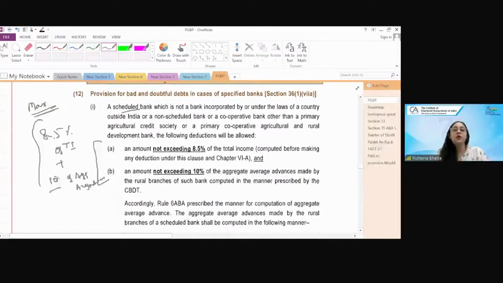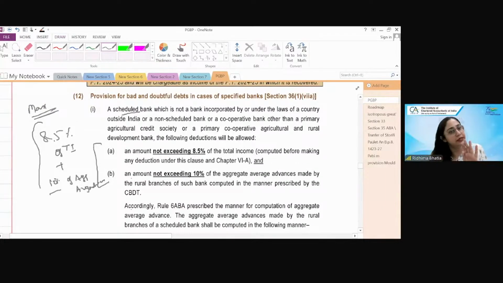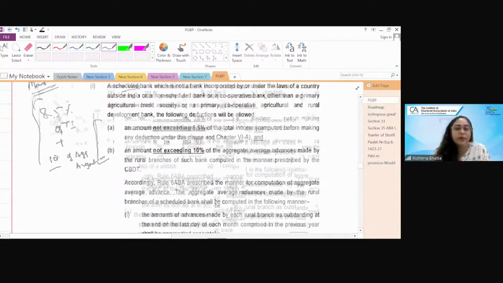Next, but till now in section 36 what we already sorted: premiums, bonus, commission, interest, bad debts, then contributions to approved funds, non-approved funds, NPS, employee contribution. This is all clear step by step. There is no doubt anywhere. Okay.